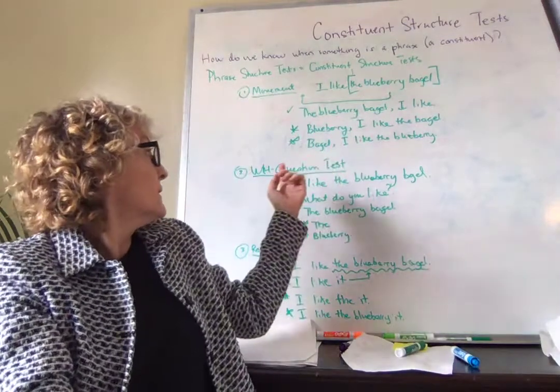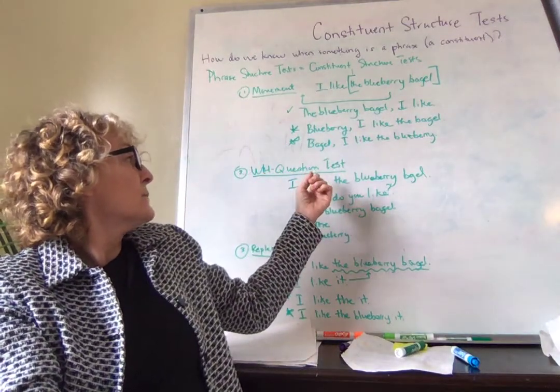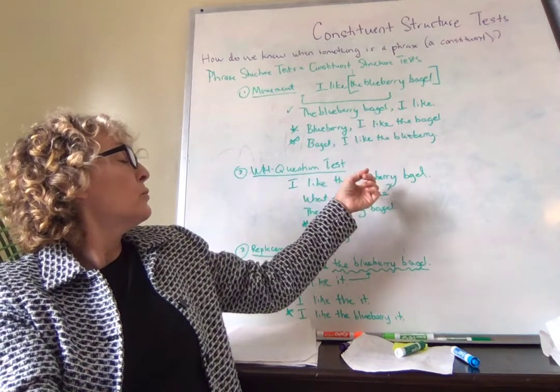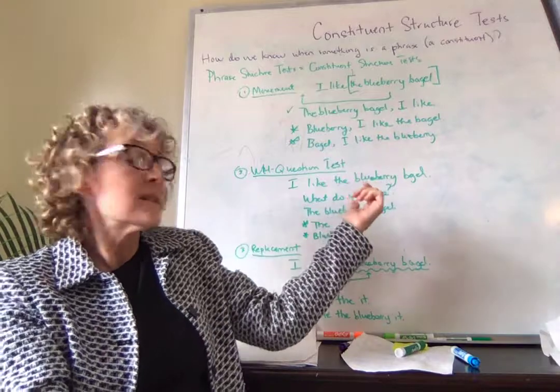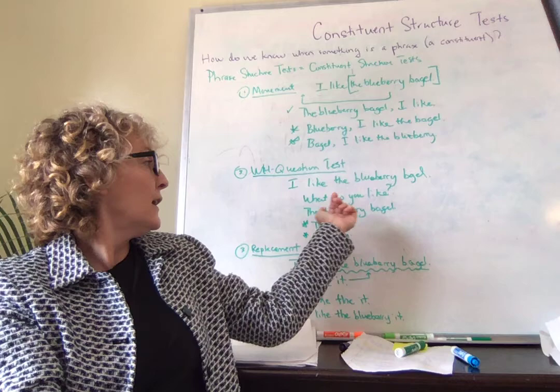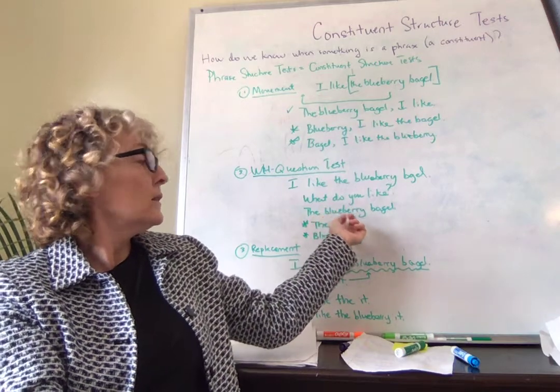So our second test is going to be the WH question test. If you start out with the same sentence, I like the blueberry bagel, notice that somebody could ask you, what do you like? And a possible answer would be the blueberry bagel.